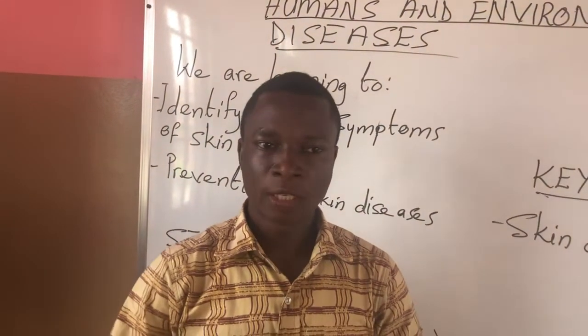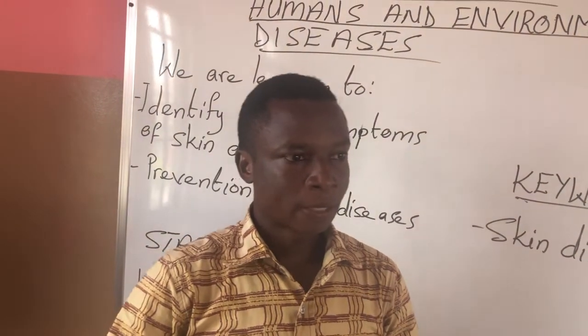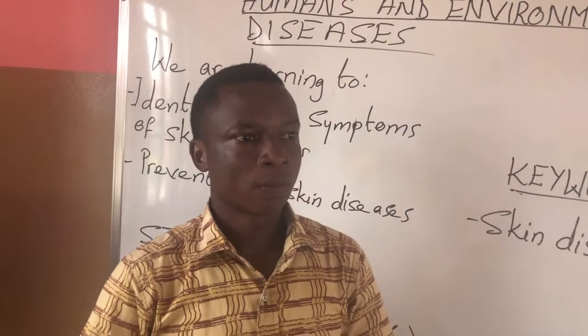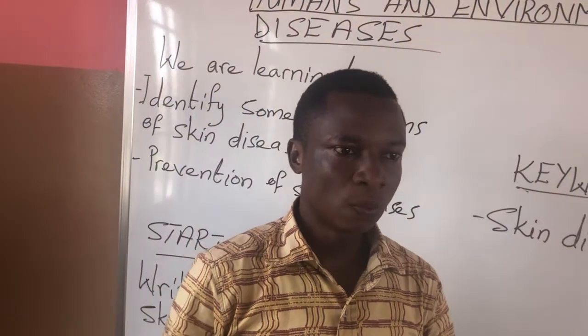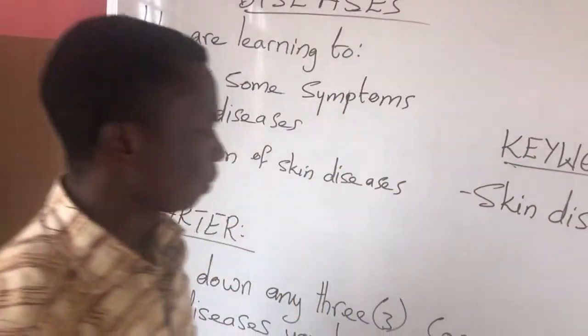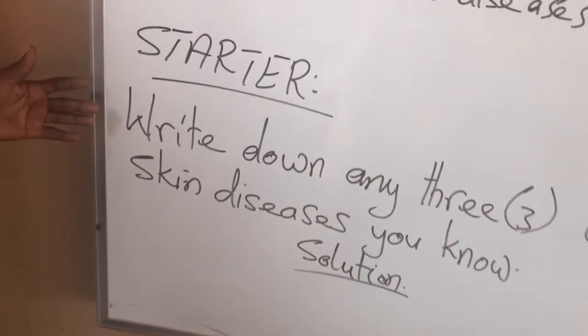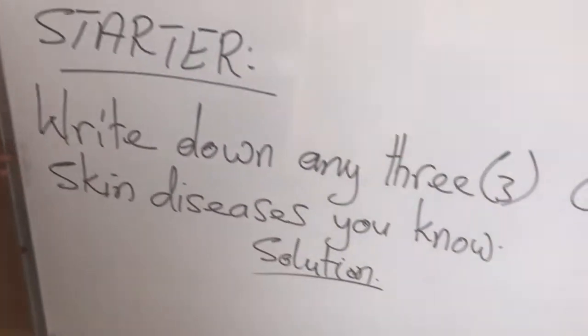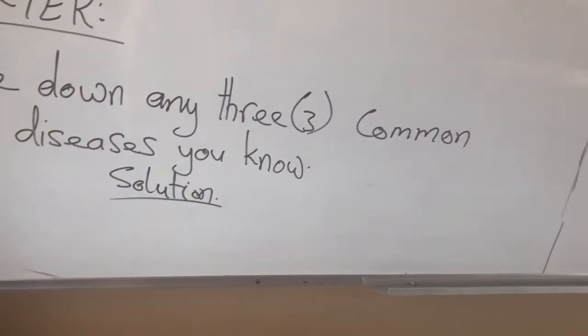We mentioned bacteria, parasites or fungus. We also mentioned a weak immune system. Today, let's look at what we have for the day. This is for my starter. Write down any 3 common skin diseases.